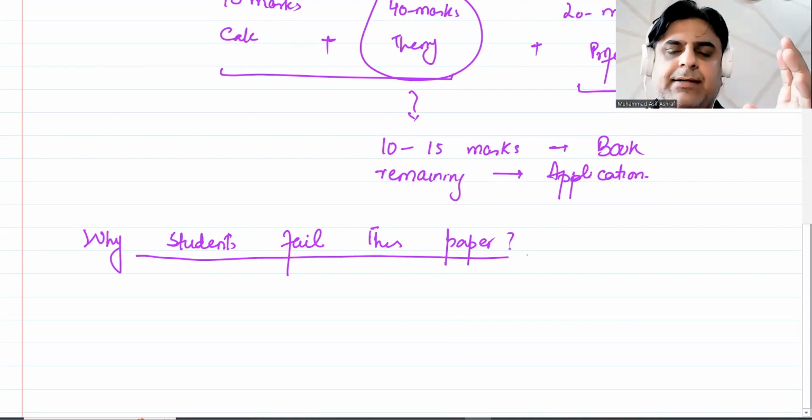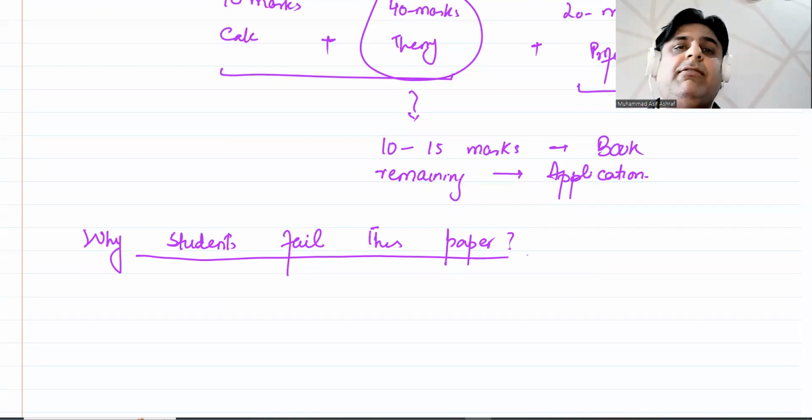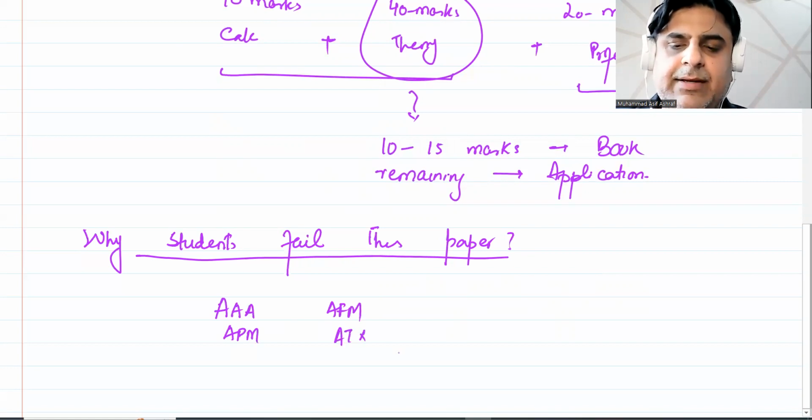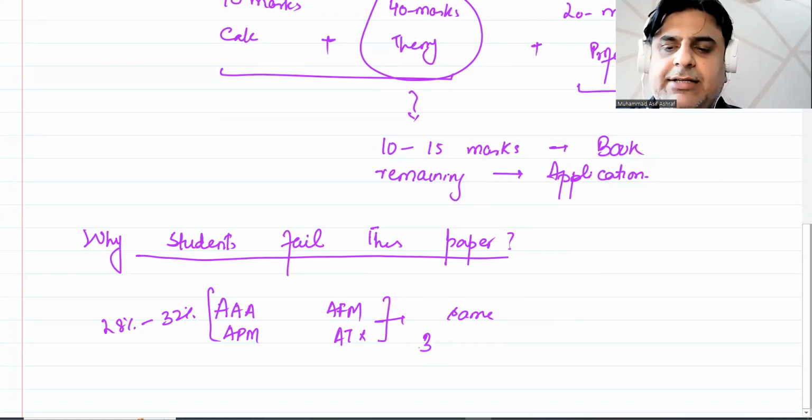Why do they fail this paper? The main question is, first of all, it is a myth that students often fail the AFM paper. It is a myth. If I compare the other papers, we have AAA, APM, AFM, and ATX. As far as AAA and APM are concerned, their passing rate is the lowest, almost 32 to 34%.